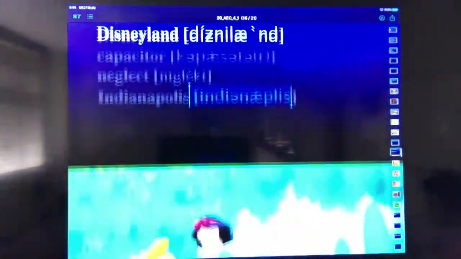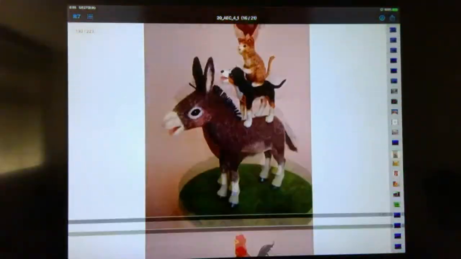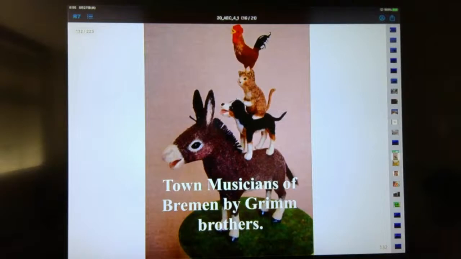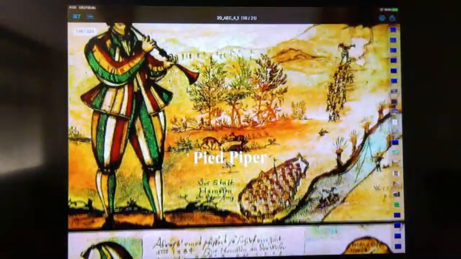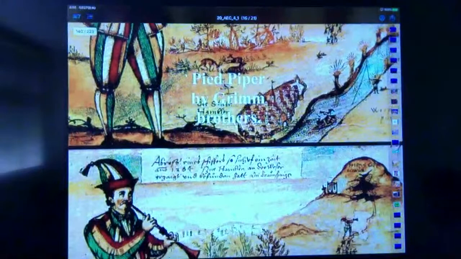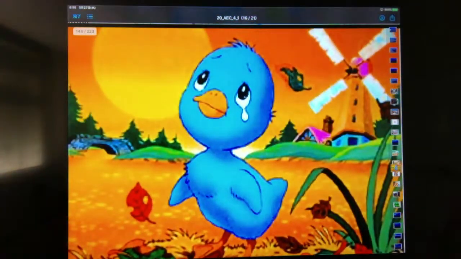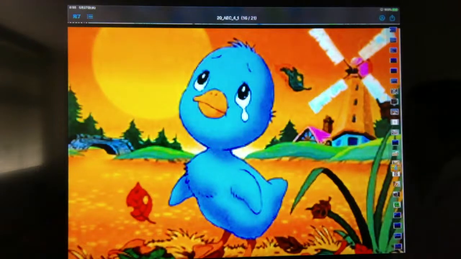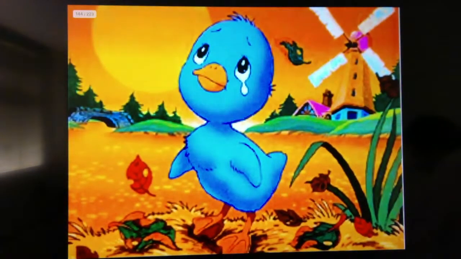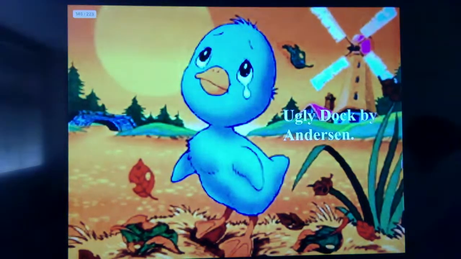Last week we did Disneyland and Snow White. We have done the Town Musicians of Bremen, and also we have done Pied Piper. This is from the Brothers Grimm, but after a true story. Maybe you know the Japanese name, but this lecture should be in English, so we have learned the English word. The story title is Ugly Duckling.